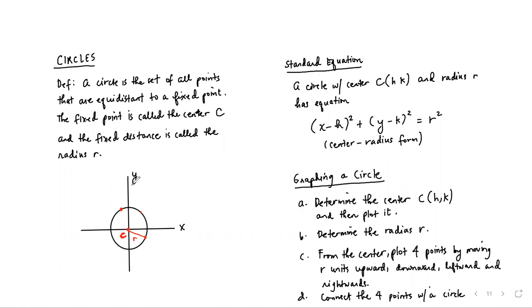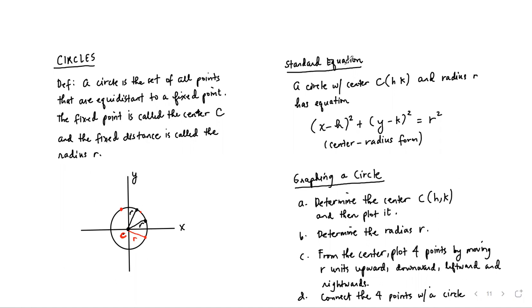So in the following graph, we have a circle having center here at the origin, which is C. And then if we get any point on the circle, the distances of these points from the center are the same. That's why we have a fixed distance of r.